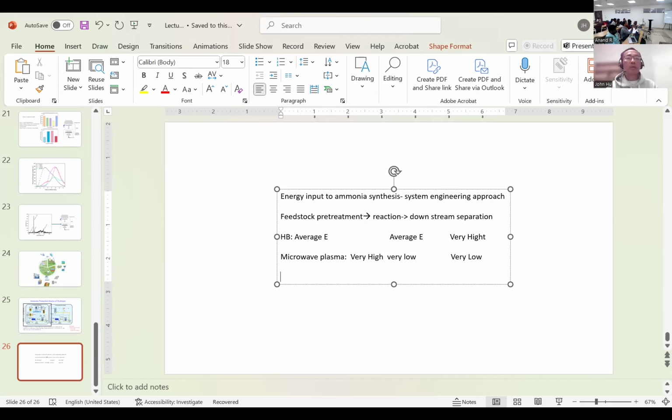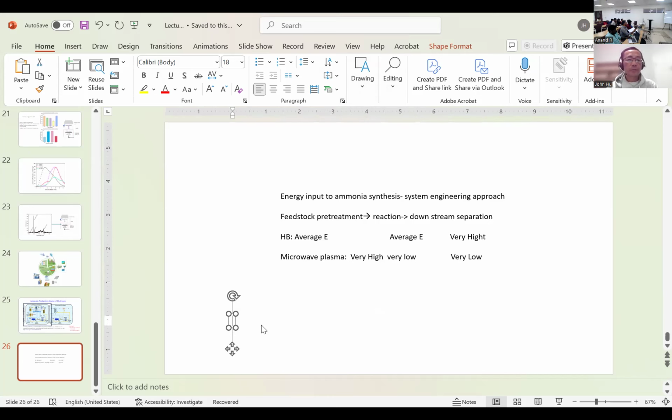Okay, so let me write it down. I think if you write it down, you know what I'm saying. Downstream separation. Sep means separation. I want to save time. Separation. HB.